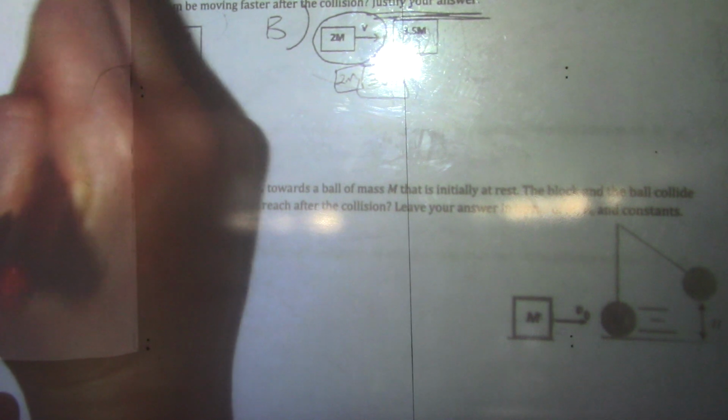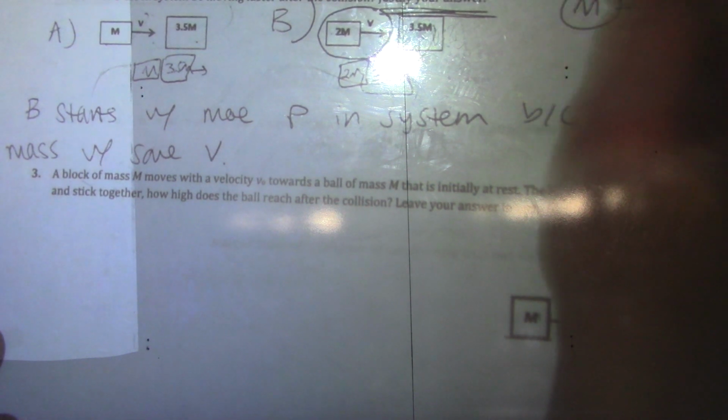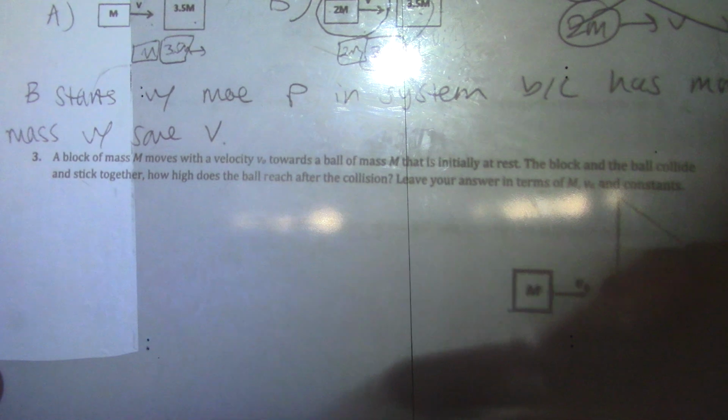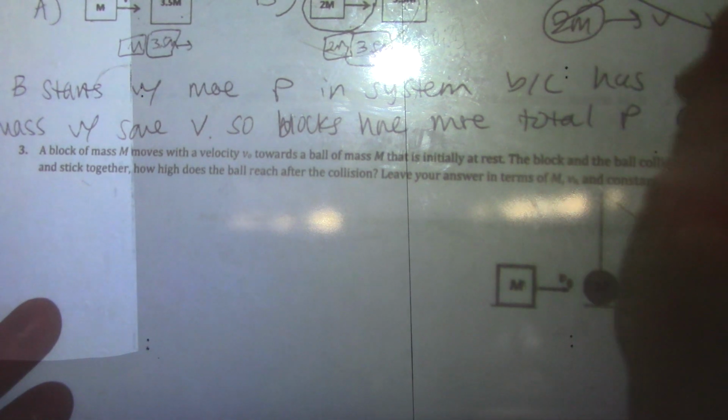So B starts with more momentum in the system because it has more mass with the same velocity. And the reason I'm saying that is I could very easily have more mass but not have more momentum. Think if I had M and 4V and 2M and V. This one definitely has more mass, but this one definitely has more momentum. So it has more momentum because it has more mass with the same velocity. So will the blocks have more total momentum after in B, which means that they'll be moving faster.